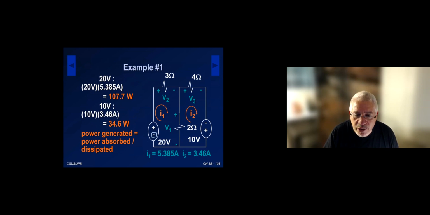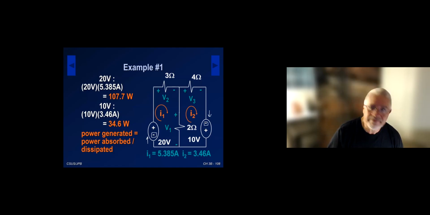So the current must enter the negative terminal, which I1 does. So for the 20 volt, it's 20 times I1. So it's 107.7 watts. And for the 10 volt, it also satisfies the active sign convention. The current is entering this way. So it is 10 times I2. So we get that. Power generated again should be equal to power absorbed or dissipated in this particular case. Both of these sources are producing power, essentially.